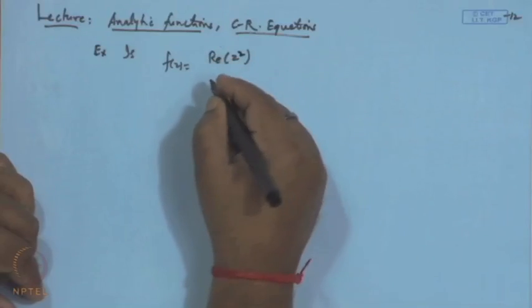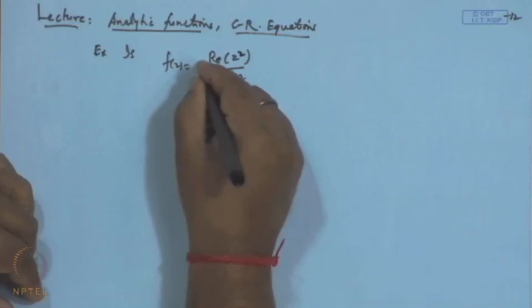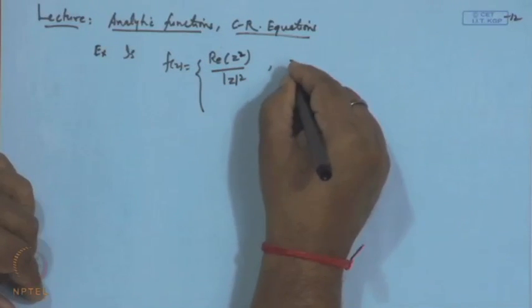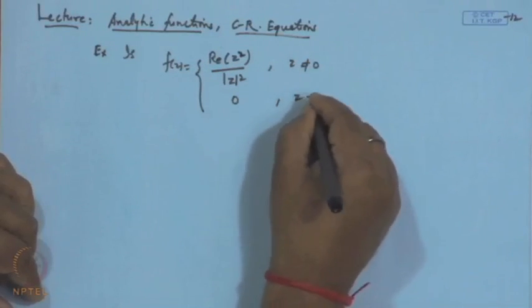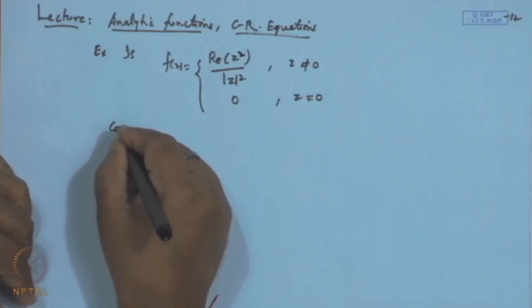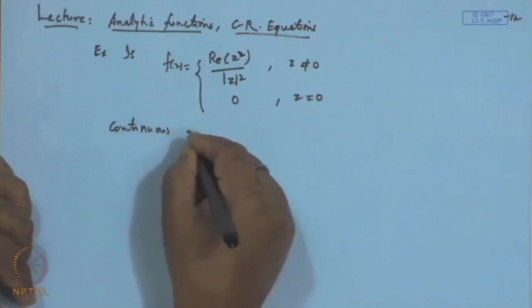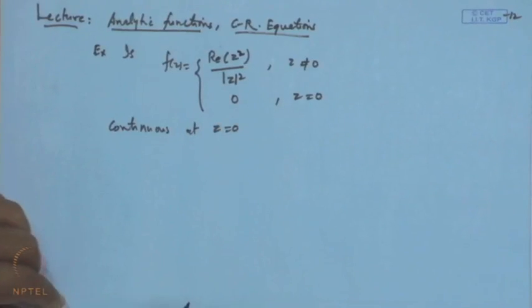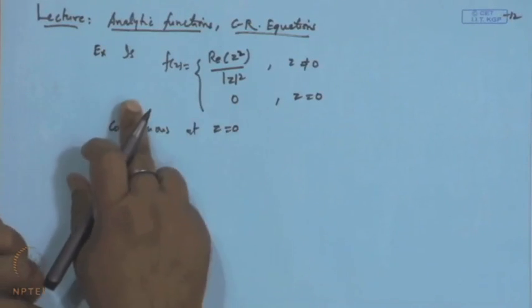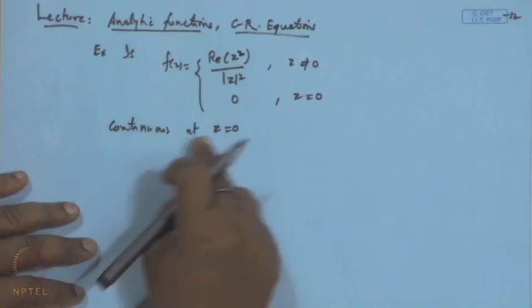So, let us take example 1 for continuity first, before starting analytic functions. The function f(z) is defined by the real part of z square divided by mod z square when z is not equal to 0, and 0 if z is 0. Is this function continuous at z equal to 0? First, the function is well defined at 0. Now you have to calculate the limit of f(z) when z approaches 0.